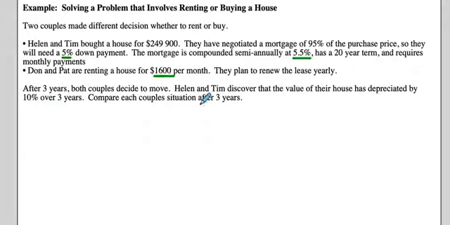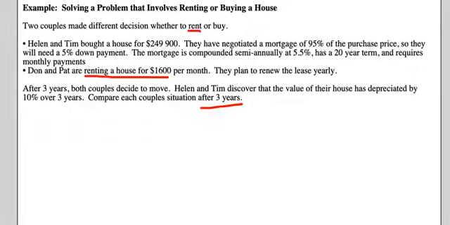Now, we can't tell the future, but in this case, we're talking about 3 years. So those are some of the things we have to look at. The easy part in this question is how much it will cost to rent. The cost to rent is: Don and Pat are renting a house for $1,600 per month. They plan to renew the lease yearly, so we assume that the rent will still be $1,600 for the entire 3 years that they're renting.